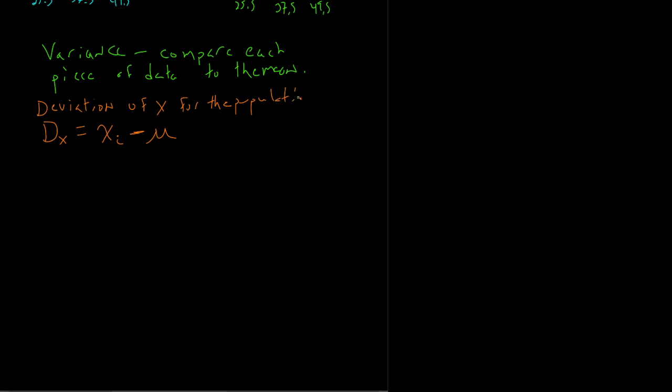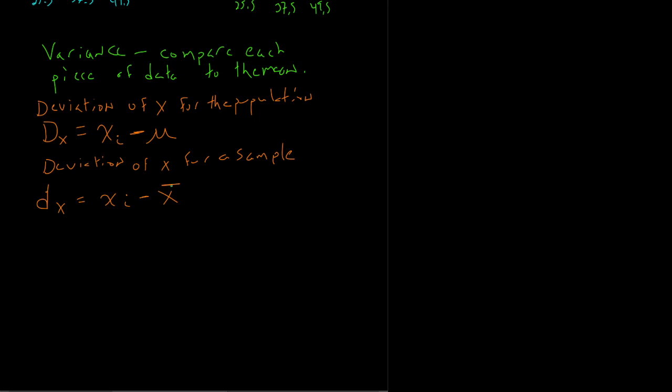Now mathematically the same thing happens for a sample. We just use different Roman versus Greek letters to distinguish between the two. And so the deviation of x for a sample is, I'm going to use a lowercase d of x, is equal to the individual point minus the mean.